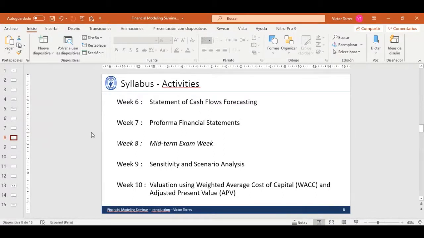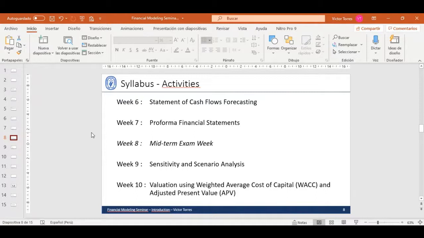Then in week 7, we're going to be integrating the 3 financial statements we have been discussing to come up with pro forma financial statements, right? Analyzing not only the forecasting, but the different changes that may impact these 3 financial statements, given some changes on key assumptions. That's going to be the main issue.